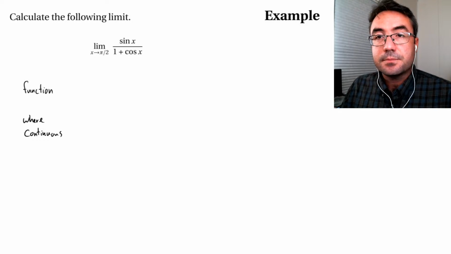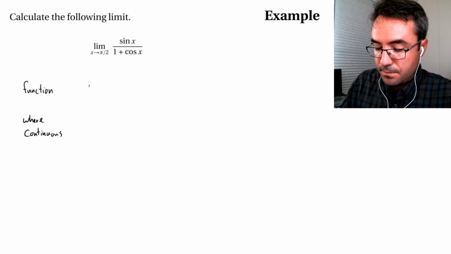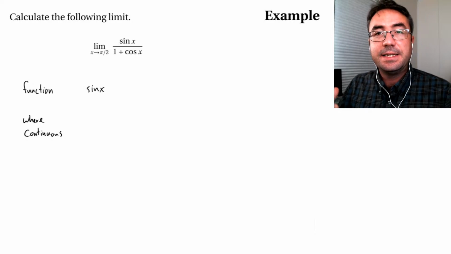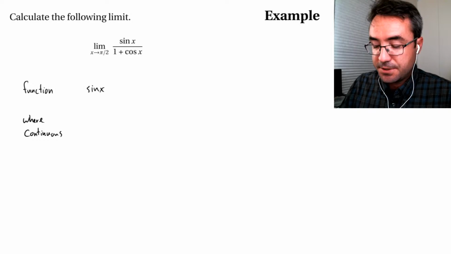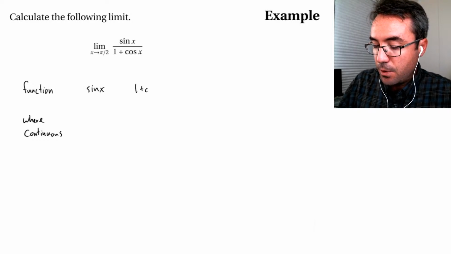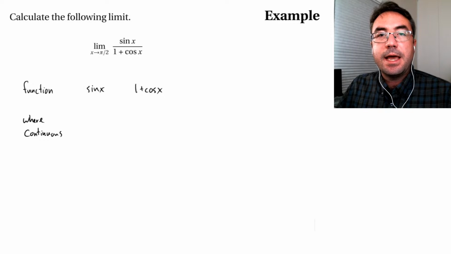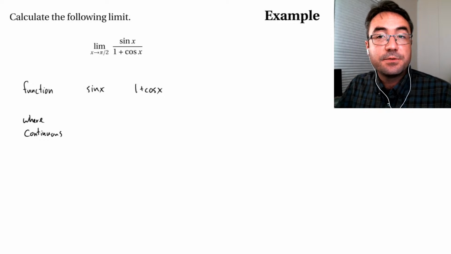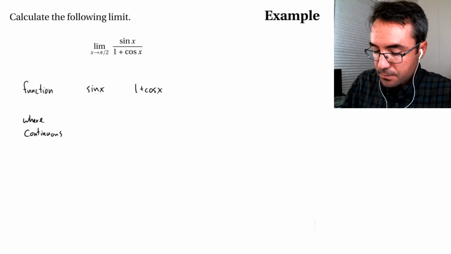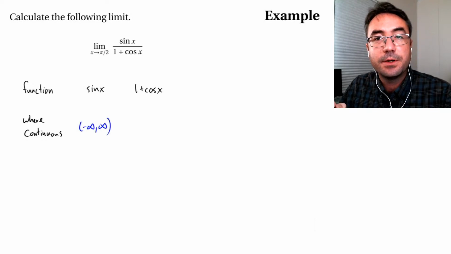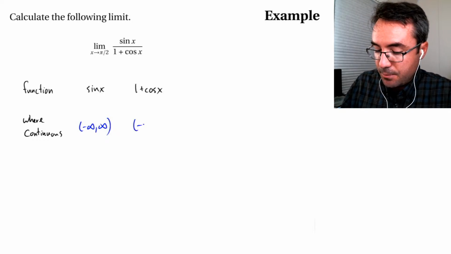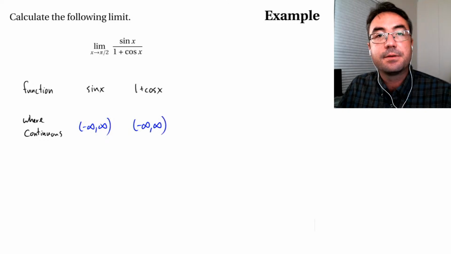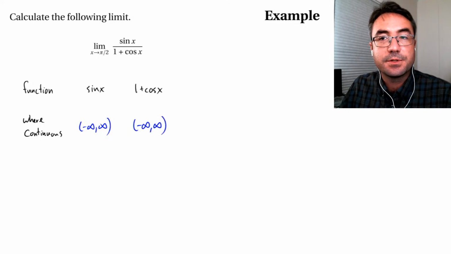So we go through and identify the pieces of our function. In the numerator we have sine x. In the denominator we have 1 plus cosine x. And we want to identify the intervals where these functions are continuous. So sine is one of our nice trig functions. It's continuous on all real numbers, so minus infinity to infinity. And same thing with 1 plus cosine x. Continuous on all real numbers.